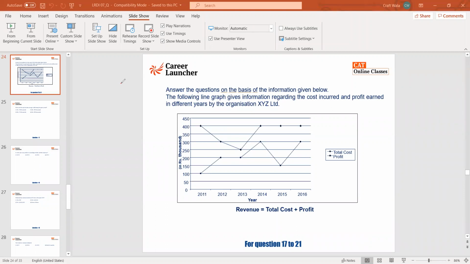So take some 5-10 minutes, try these questions, then let's discuss. Right, so let's start gradually from easier to higher difficulty level. I feel this is the easiest here, that is what it looks like from the graph. Try this.